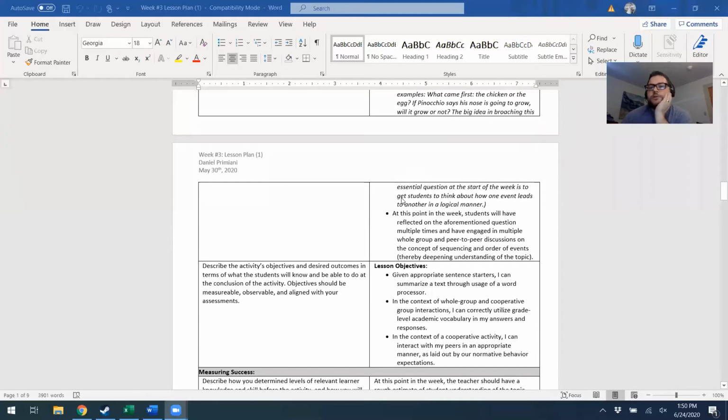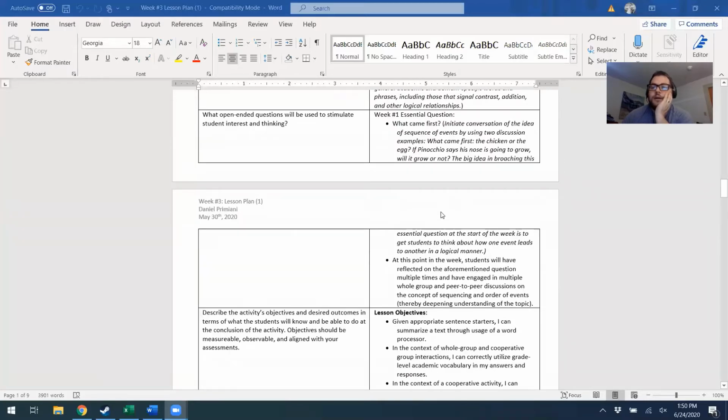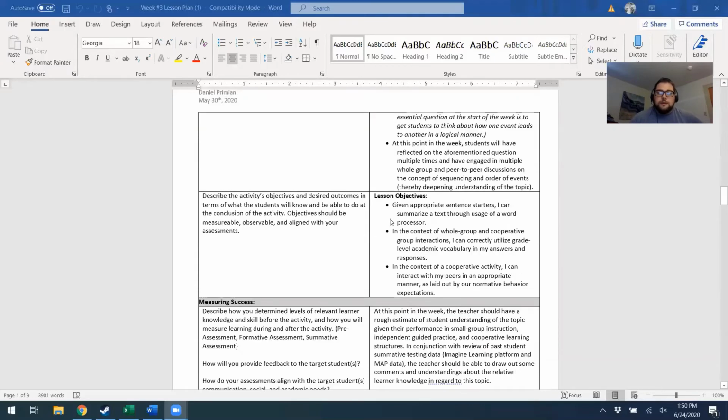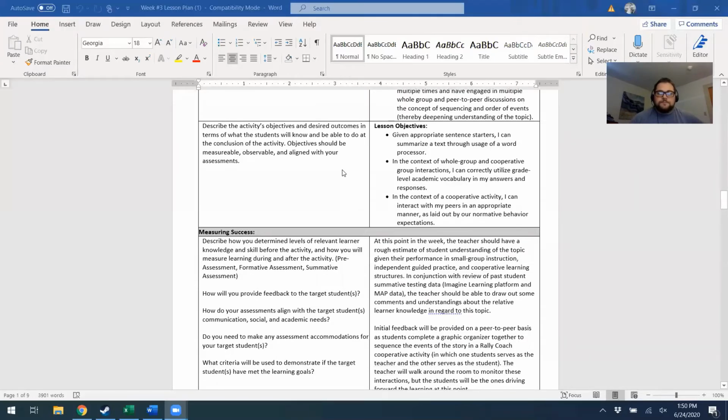At this point in the week, students will have reflected on this question multiple times. This question of what comes first, used as a class opener, will have happened on Monday and on Tuesday. They've engaged in the same question multiple times, and they've interacted with their peers on the concept of sequencing and order of events.